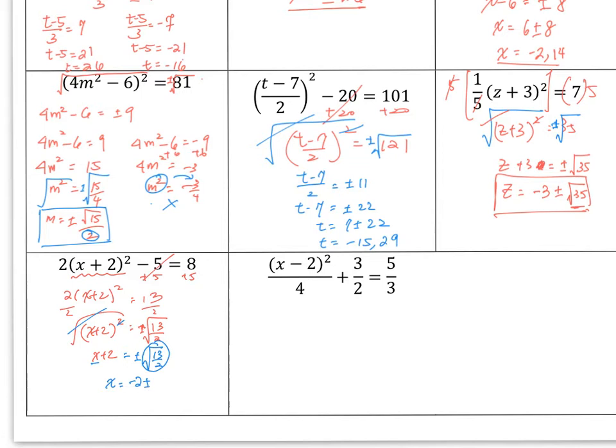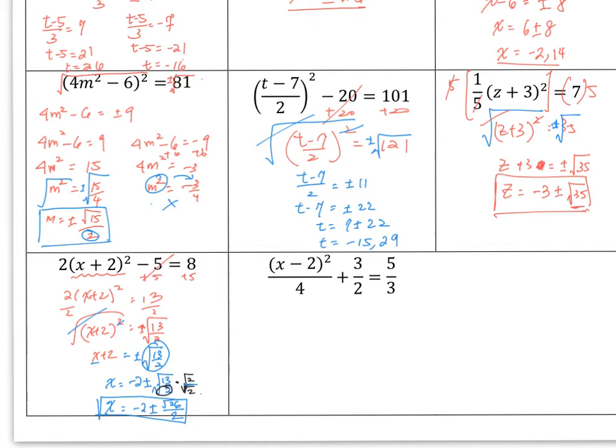Negative 2 plus or minus square root of 13 over 2. Now we need to make an extra step to do this. Because it's square root of 2 in the denominator, I need to multiply by square root of 2 over square root of 2. Therefore, x would equal negative 2 plus or minus square root of 13 times square root of 2, which is square root of 26, all over square root of 2 times square root of 2, which is still 2. So this is your answer.